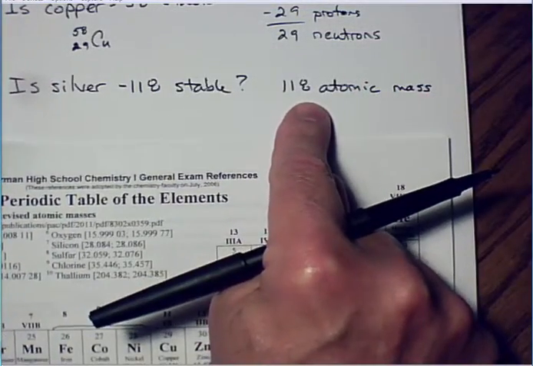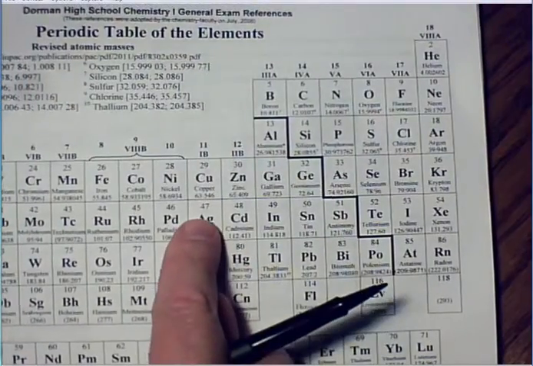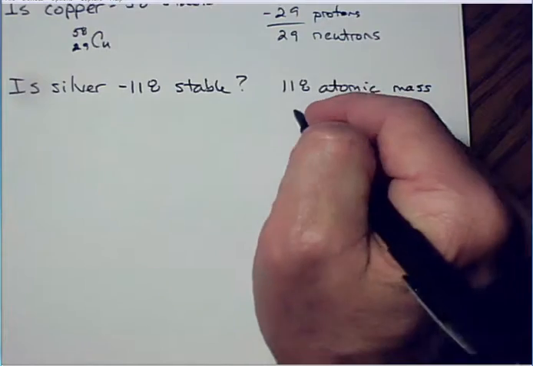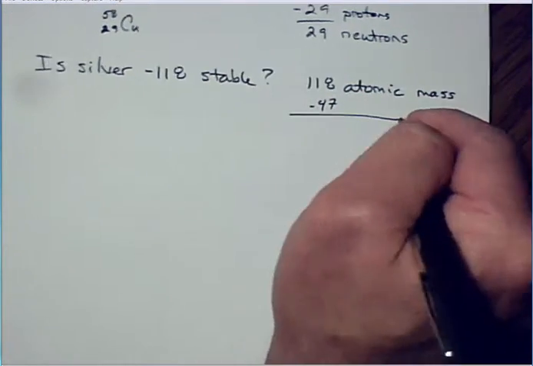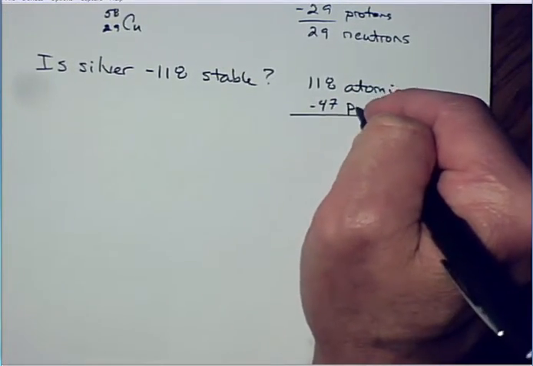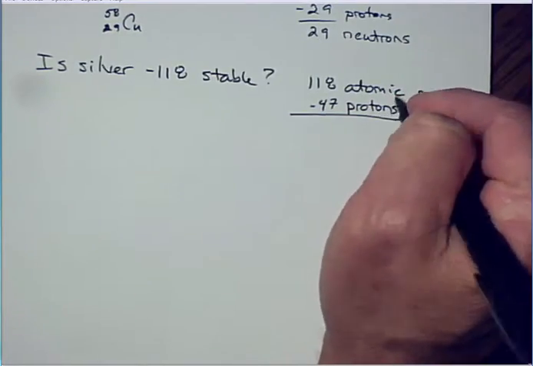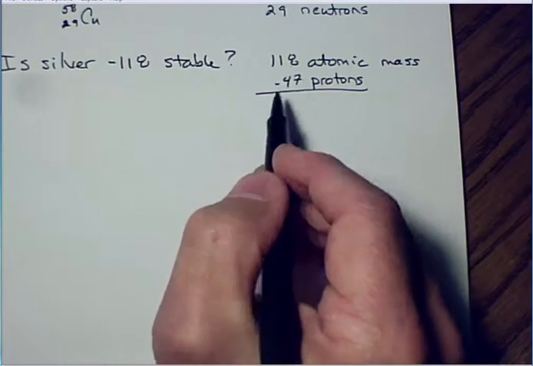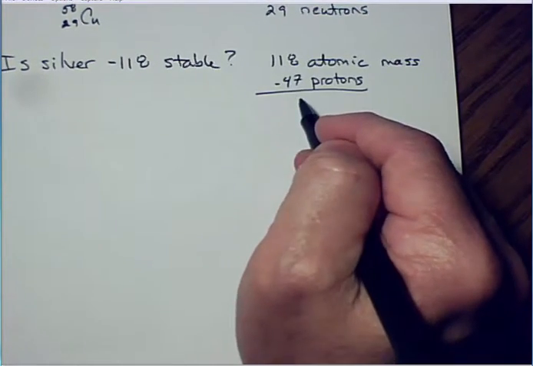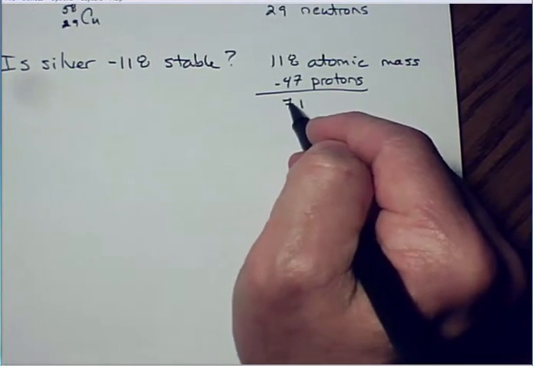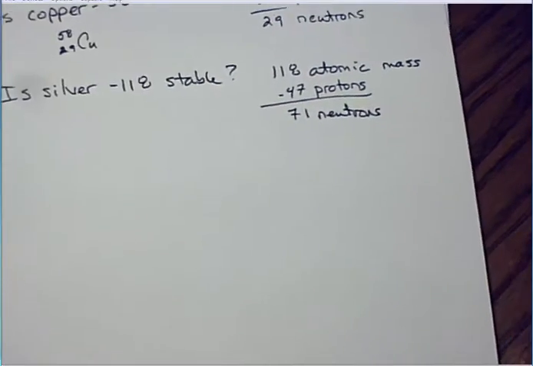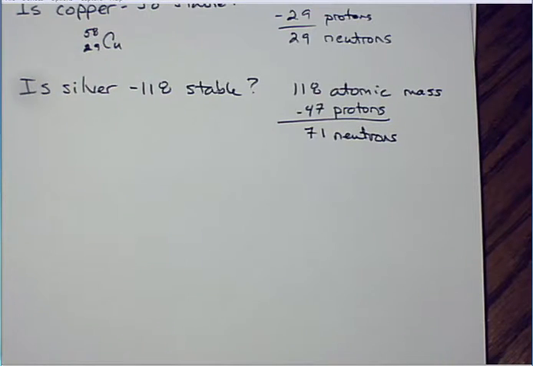Okay, so if the atomic mass is 118, silver's atomic number is 47. So 118 subtract 47. The atomic number is the number of protons. And when you subtract, that'll give you the number of neutrons. Now we're going to take that number of protons and neutrons and go to the band of stability.